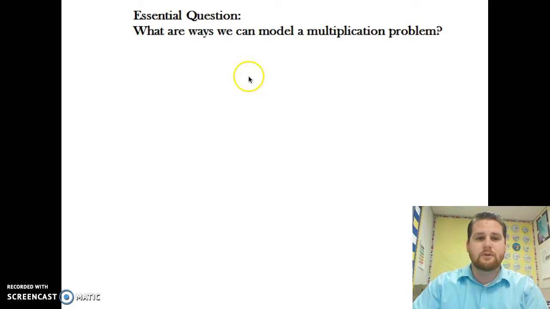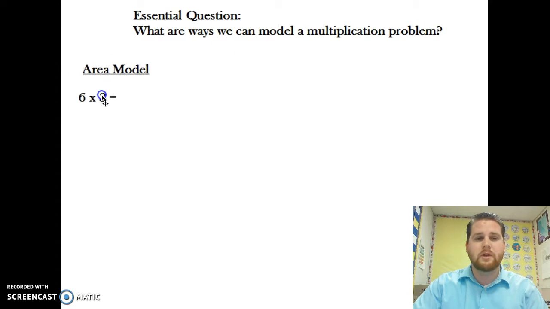The subject that I am doing our screencast on today is up here at the essential question. You see it says, what are ways we can model a multiplication problem? So I'm going to be showing you two different ways that you can model a multiplication problem, which just means to show your thinking, to show how to solve it using a picture or using a model. So the first model that we are going to discuss right now is the area model.